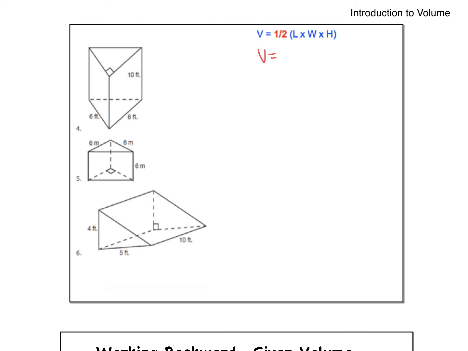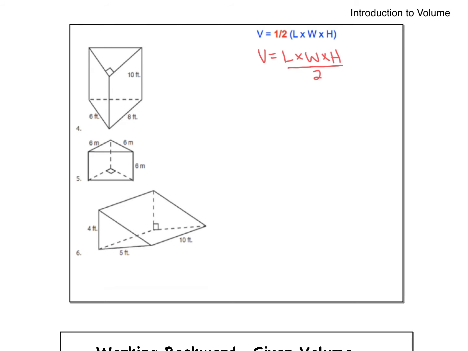Or sometimes I think what might be even a little bit easier, because fractions sometimes get us a little bit nervous, is to just do volume equals length times width times height, and then in the end divide it by 2. Same thing as multiplying it by 1/2. They equal the same thing.